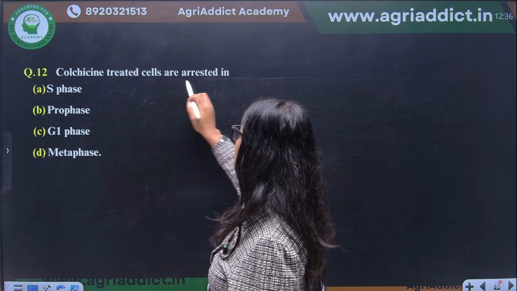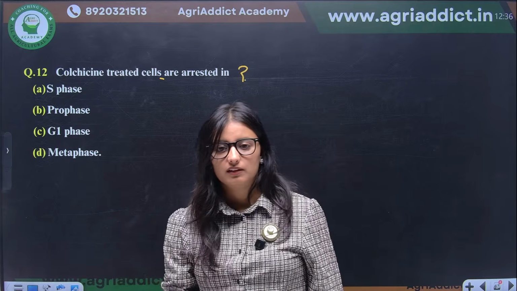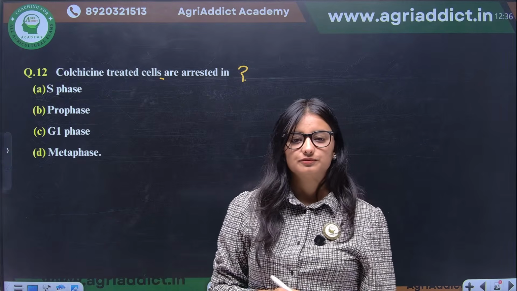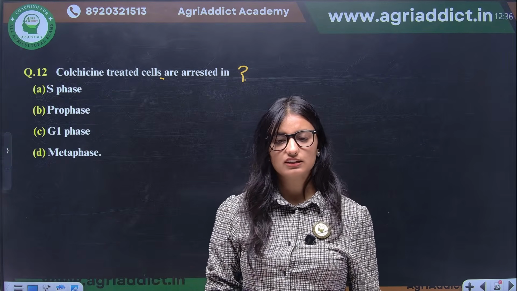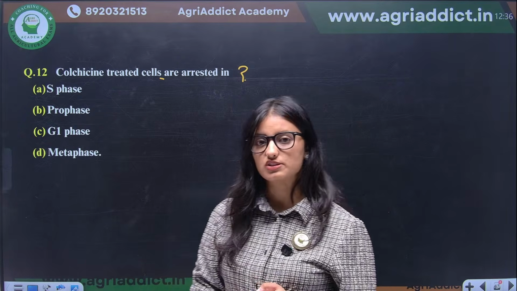Colchicine treated cells are arrested in which stage? कॉल्चिसिन ट्रीटेड सेल कौन से सेल साइकिल के स्टेज में अरेस्ट होते हैं, कॉल्चिसिन?